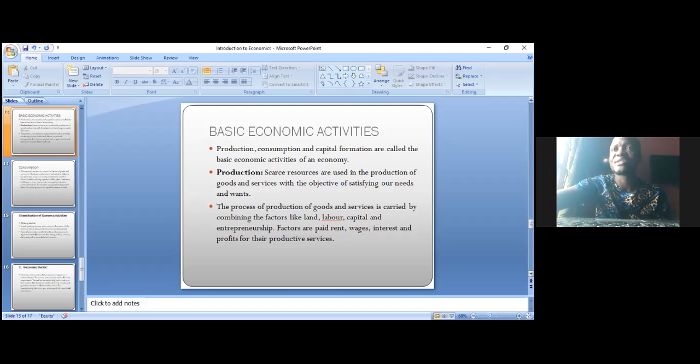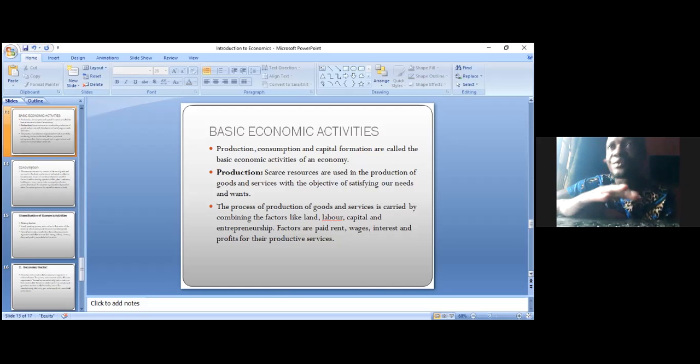If you are the owner of the land yourself, fine. Then you don't have to pay rent, but indirectly, the money you are getting, you are using it as your rent for that. The next factor is labor. The reward for labor is wages. So you get your wages from it as a reward. Then for capital, you get interest. It's like you are borrowing money from the bank, you pay interest on it. The target of any entrepreneur is to make profits.